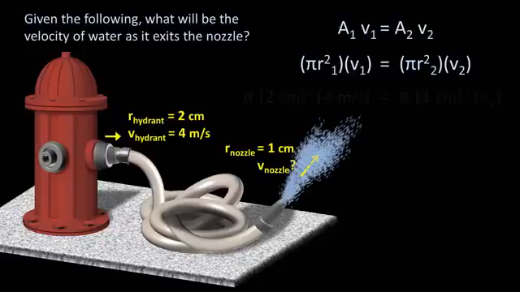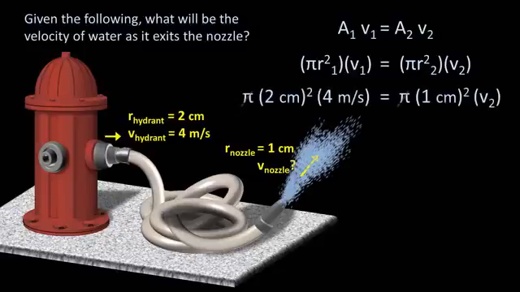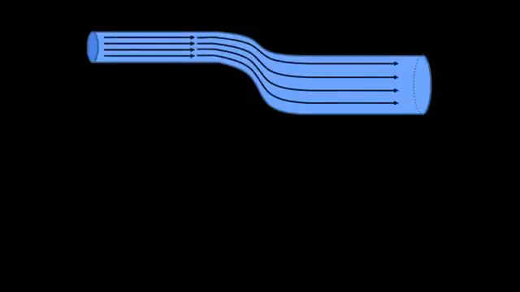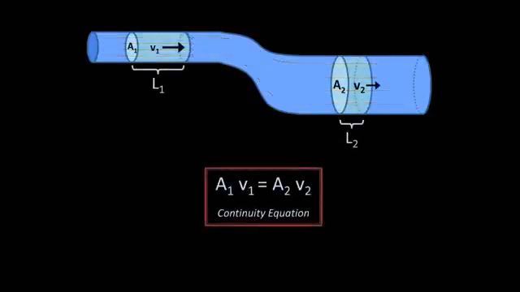Substitute in our known values and pi cancels. This leaves us with a velocity of 16 meters per second. We started with a fluid conduit of variable cross-sectional area in which some non-compressible liquid was traveling left to right. And we looked at how the product of the cross-sectional area and the velocity in one segment must be equal to the product of the cross-sectional area and the velocity in another segment.